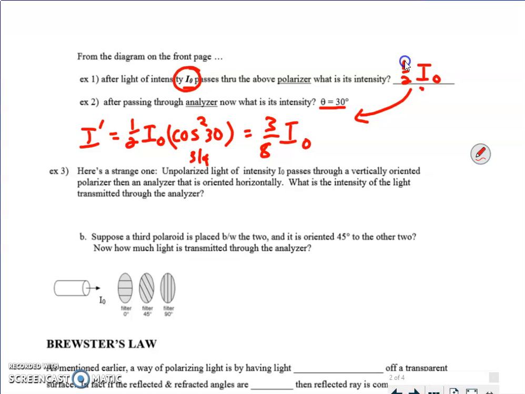I will do example 3 in class. In fact, why don't you try sample 3? Maybe you'll get it, maybe you won't. This part is easy, this part is a little bit more difficult, but basically to do this one, you just have to apply this equation, I equals I0 cosine squared, twice. Good luck with that, and then we'll pick up from there and do demonstrations.